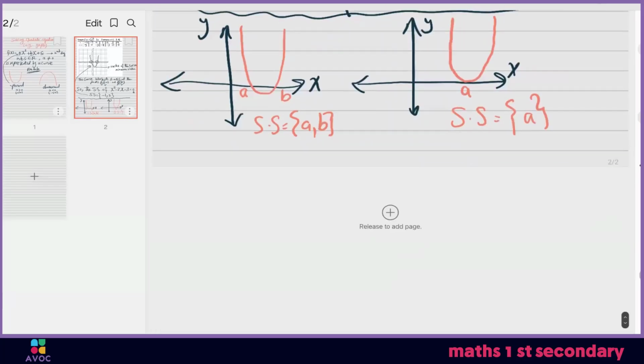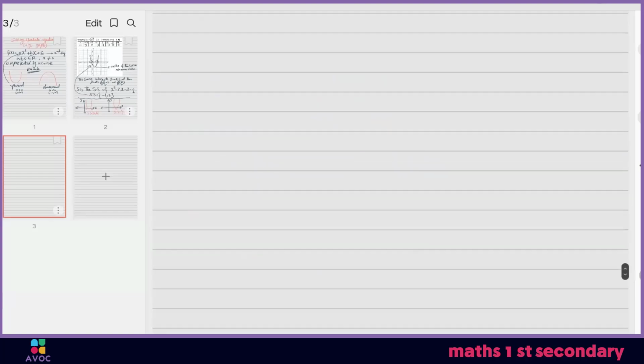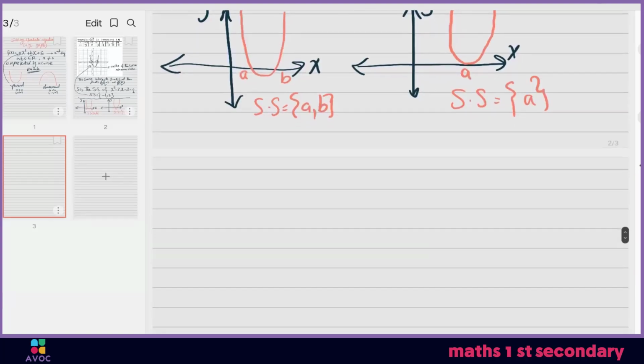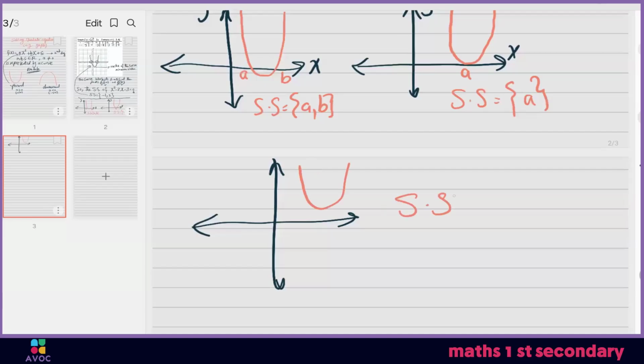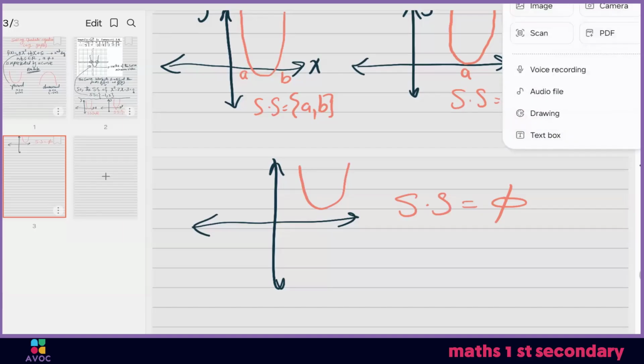Okay, the last one, when the curve doesn't intersect the x-axis, the solution set will be empty, because the curve doesn't intersect the x-axis. Okay, do you understand? Now we will open the book to solve some exercises about this part.